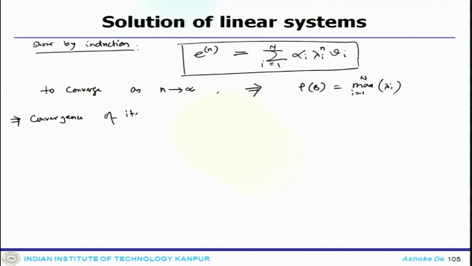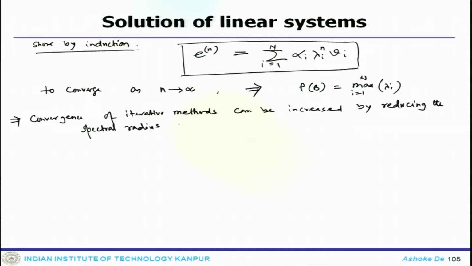Now essentially the convergence of iterative methods can be increased by reducing the spectral radius of the iterative matrix. So B is here the iterative matrix. So this is essentially the heart of any iterative process.